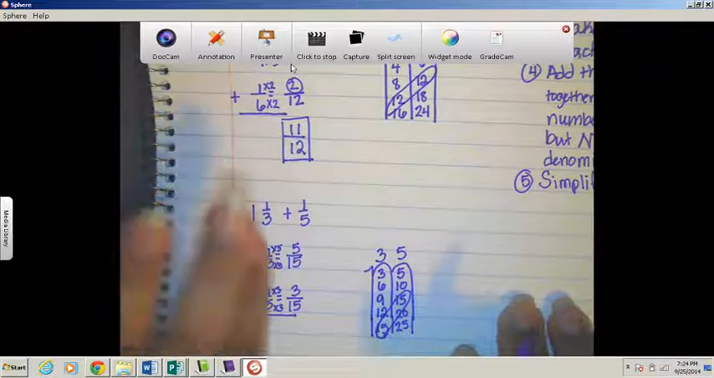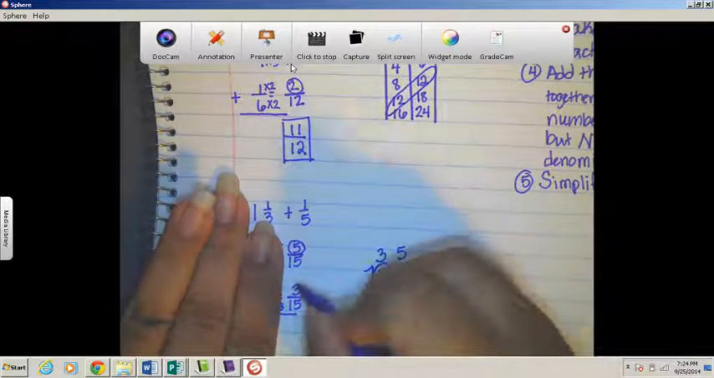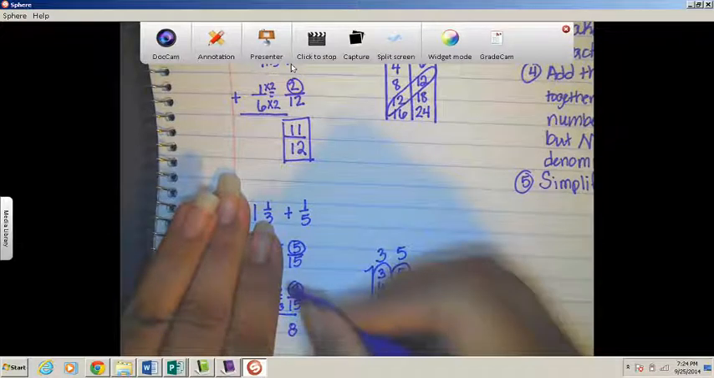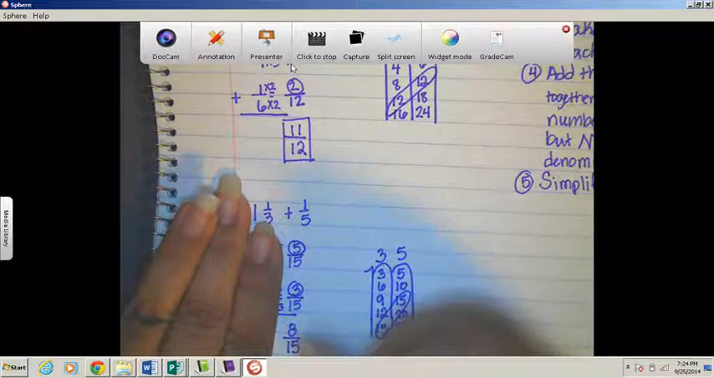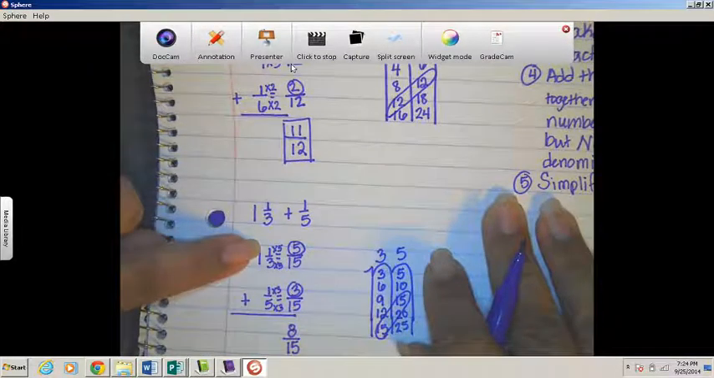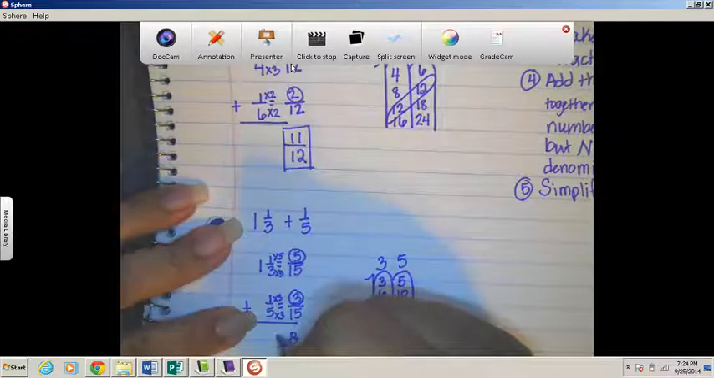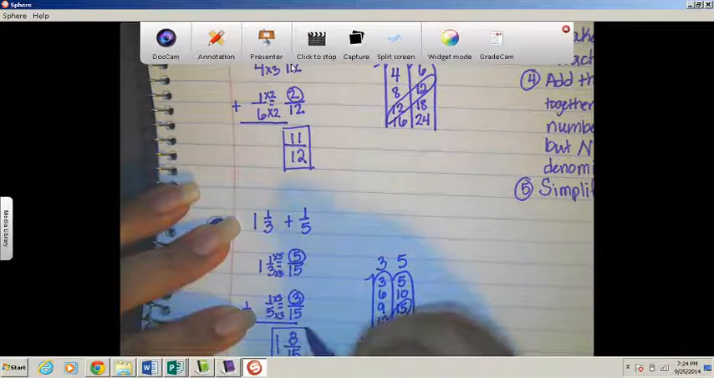Now I add my numerators. 5 plus 3 is 8. I do not add my denominators. And I add my whole numbers. I only have one whole number, so I bring it down. This fraction also does not require any simplifying.